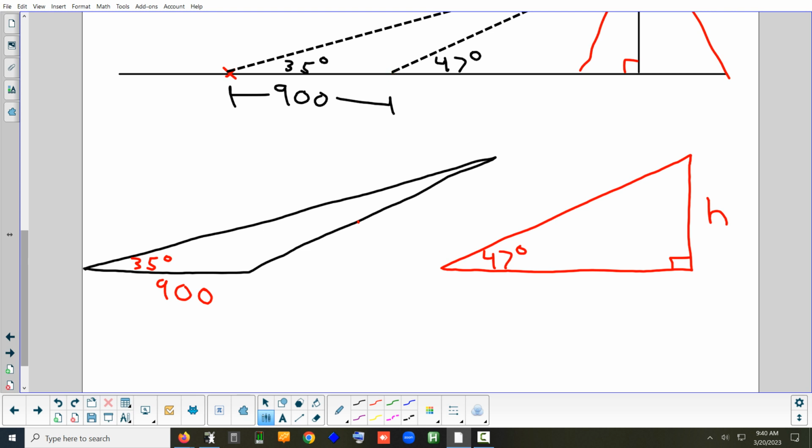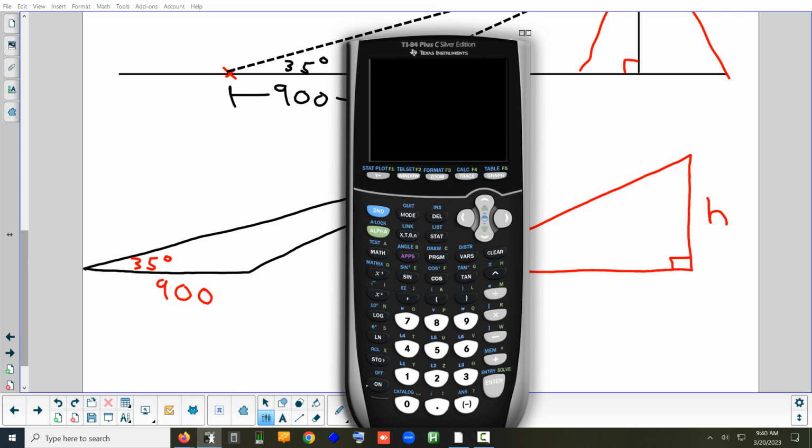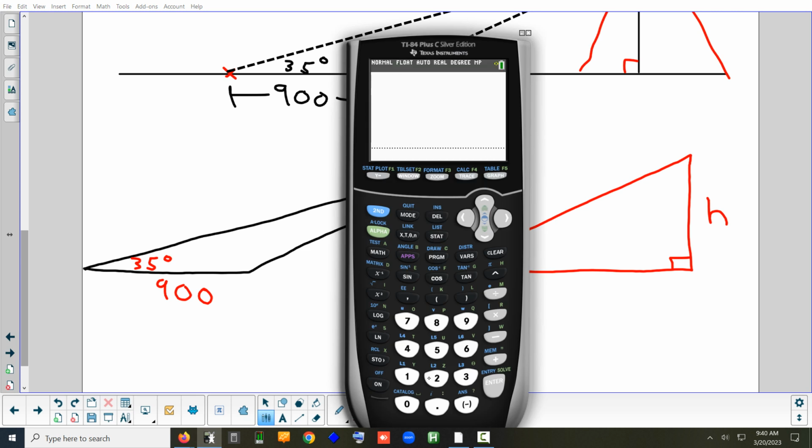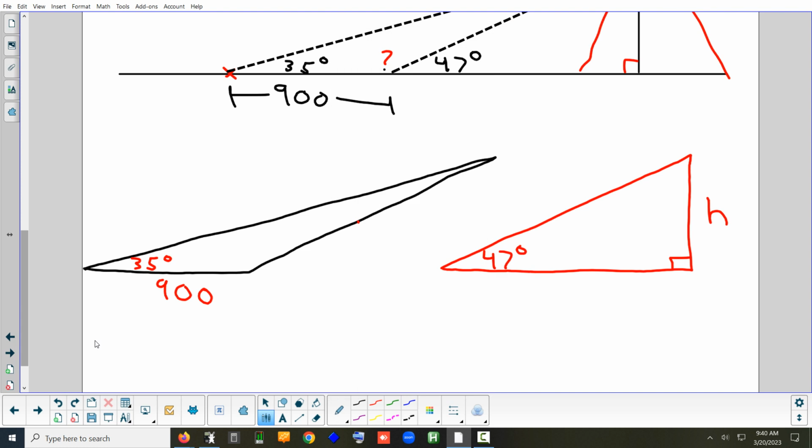Okay, so cross multiply, and let's see what we get. So multiply the two numbers on the same diagonal. So 900 sine 35, and then divide by the number that's on the diagonal with the letter. Let's figure out what C is. So it's 900 sine 35 divided by sine 12.